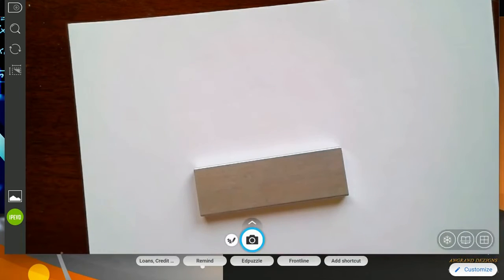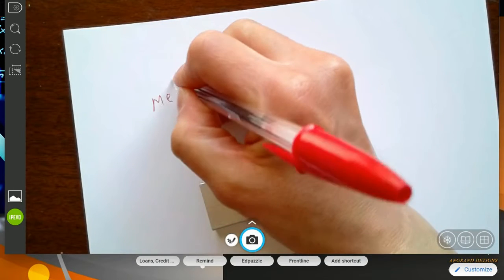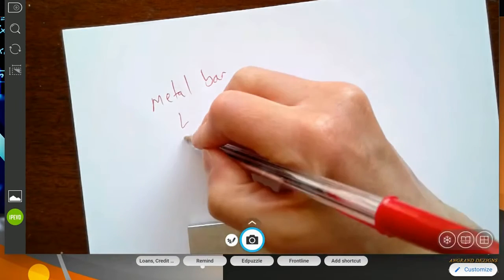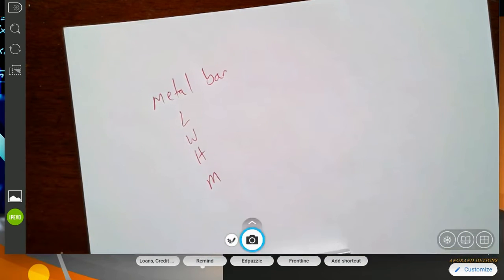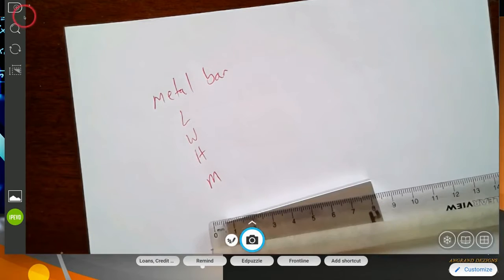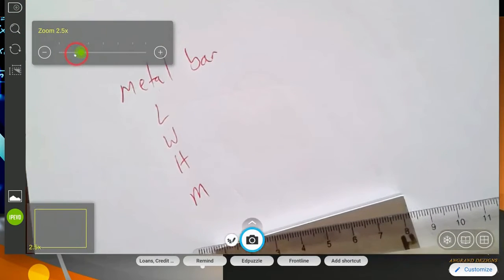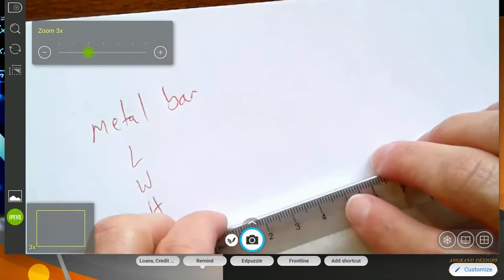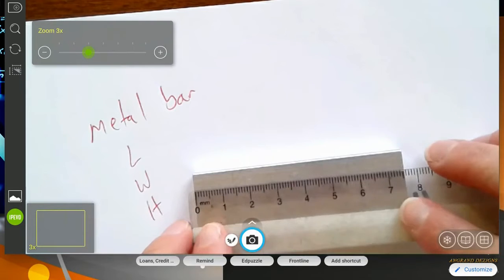So here's our metal bar for the first one of our things. Now I'm going to show you the length, the width, and the height, and then we'll look at the mass, and then you'll figure out the density on your own. So let me zoom in a little bit here, because you want to make sure you are as precise as you can be. So first, I want you guys to write down the length.